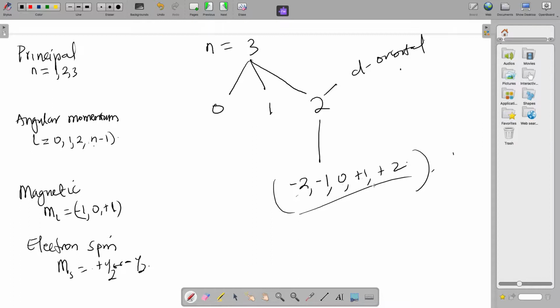And again, the electron spin. Each of these values would correspond to plus half or minus half electron spin for the electron quantum number. Now let's look at the last one here.